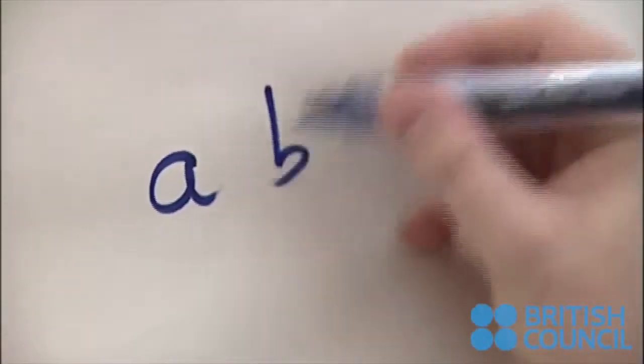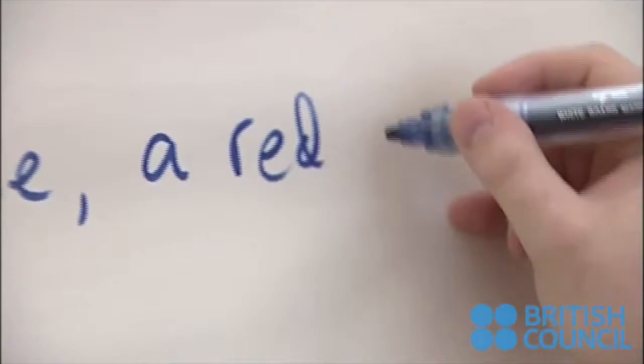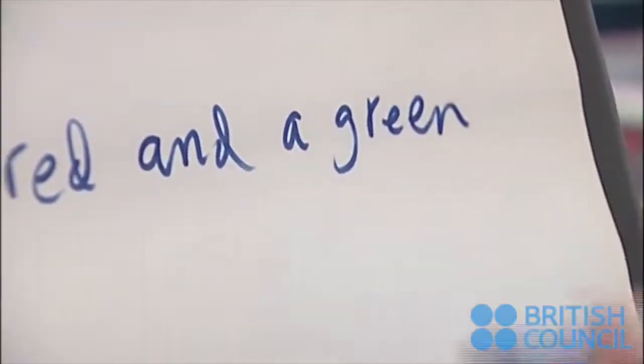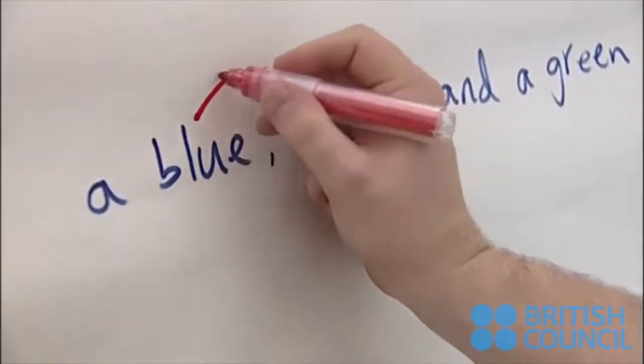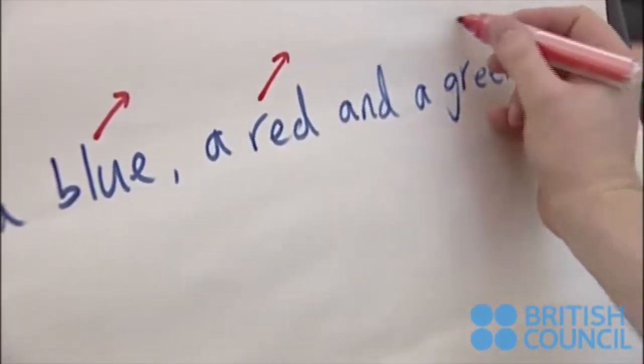A good example of this is for a list, if you have a blue, a red and a green. So, on the board you can put an arrow rising on the blue, rising on the red and falling on the green. So you have a red, a blue and a green.